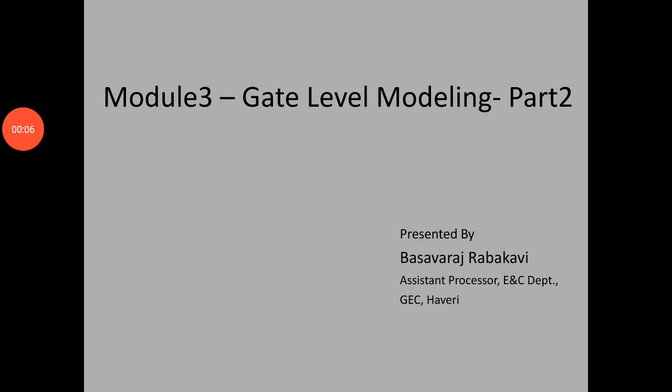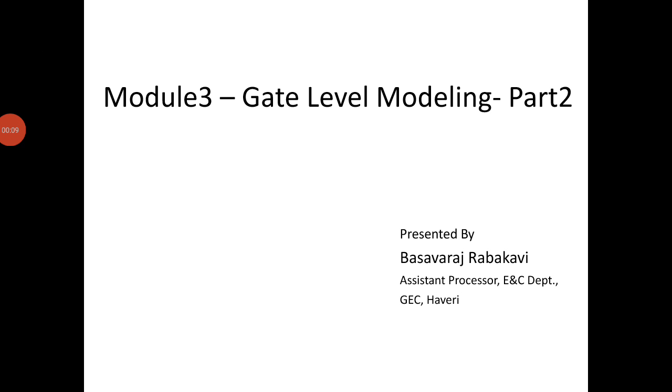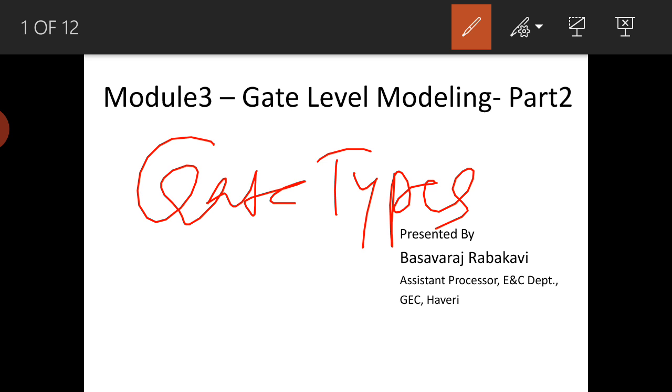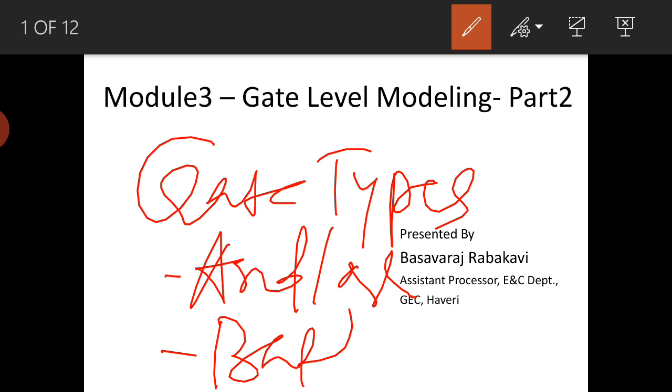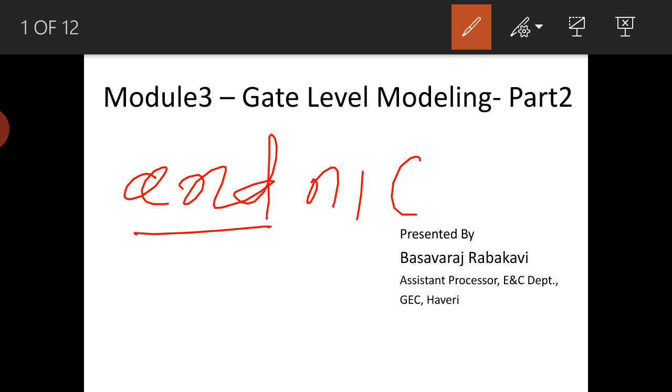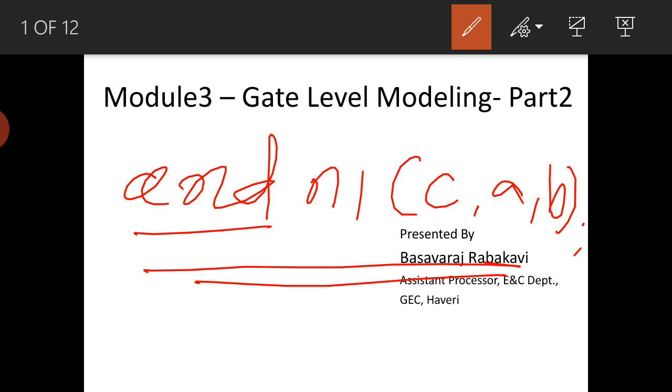So after seeing what we mean by gate level modeling and how to instantiate gates and gate types, in gate types we have seen AND, OR gates, and one more is buf, not gates. We have seen the truth tables with respect to those, and how to instantiate the gates. For example, 'and' is the keyword and n1 is the instance name, and if the output is c and inputs are a and b, we declare this, which we call an AND instantiation.